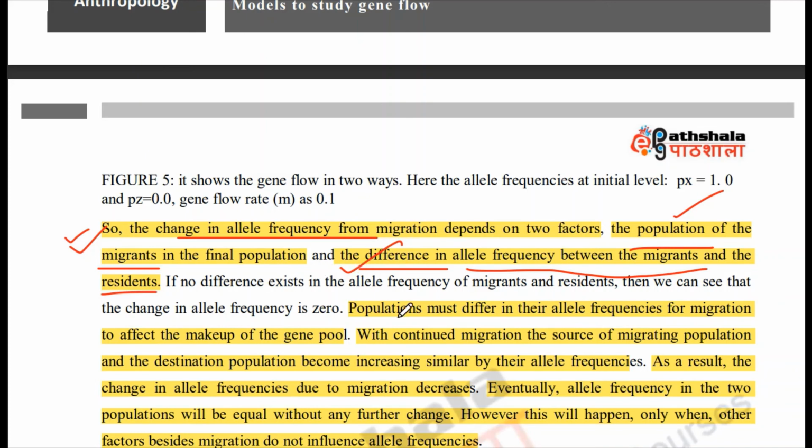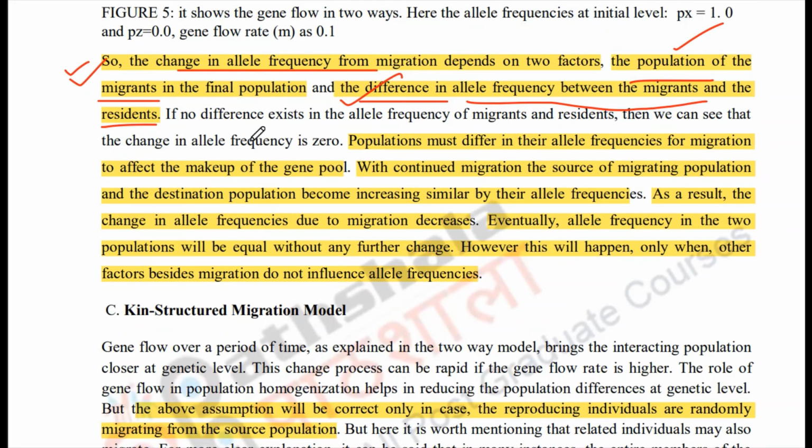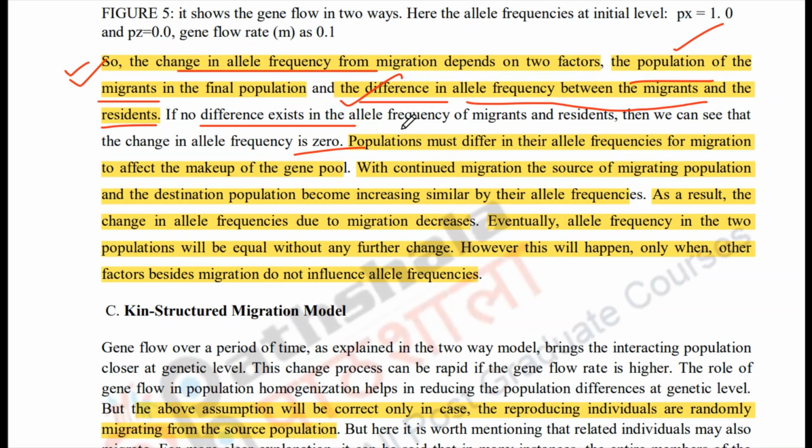So it's also pretty much obvious that if there is no difference in the allele frequency of the migrants and the residents, then of course the change is going to be almost zero, right? Because there is no new gene flow, there is no difference, so we cannot predict any allele frequency changing in the population. It's almost going to be the same, so the change is going to be almost zero, negligible. If the difference is zero, the change is zero. Therefore the populations must differ in their allele frequencies for migration to affect the makeup of the gene pool.